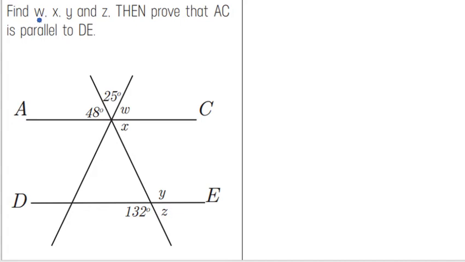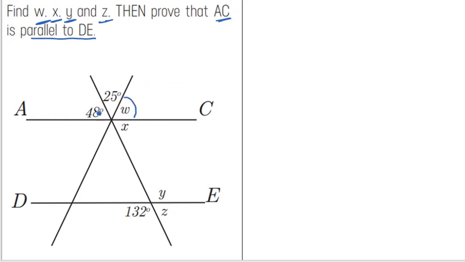It says find W, find X, find Y, and Z, and then prove that AC is parallel to DE. So let's just do that. First of all, what we can do is find W. We have W is this one.